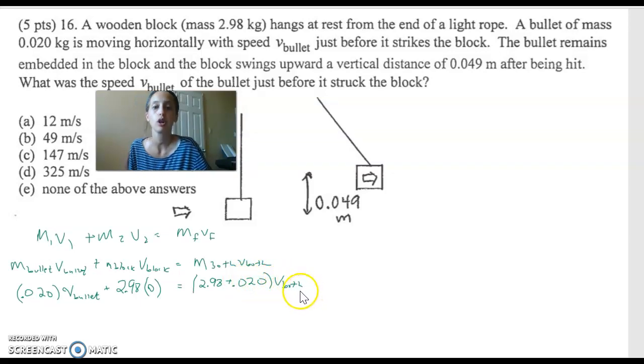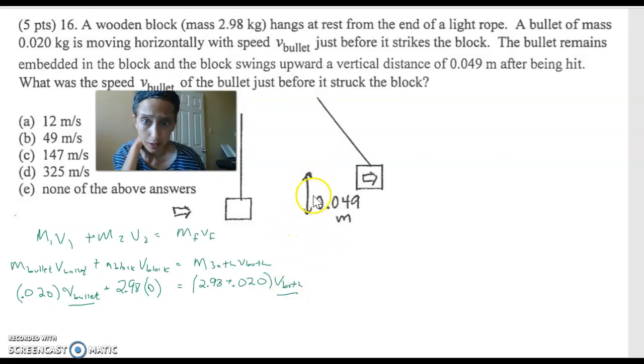So we have one equation with two unknowns, the velocity of the system and the velocity of the bullet. One equation, two unknowns, we cannot do that. You need the same number of equations and unknowns. So since they're asking for velocity of the bullet, we should probably figure out the velocity of the system so we can solve for that bullet. Okay, what have we not used yet?